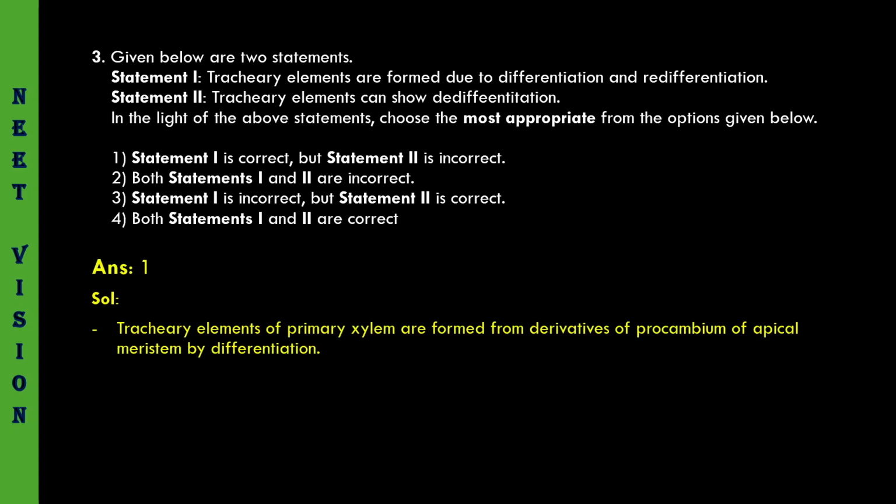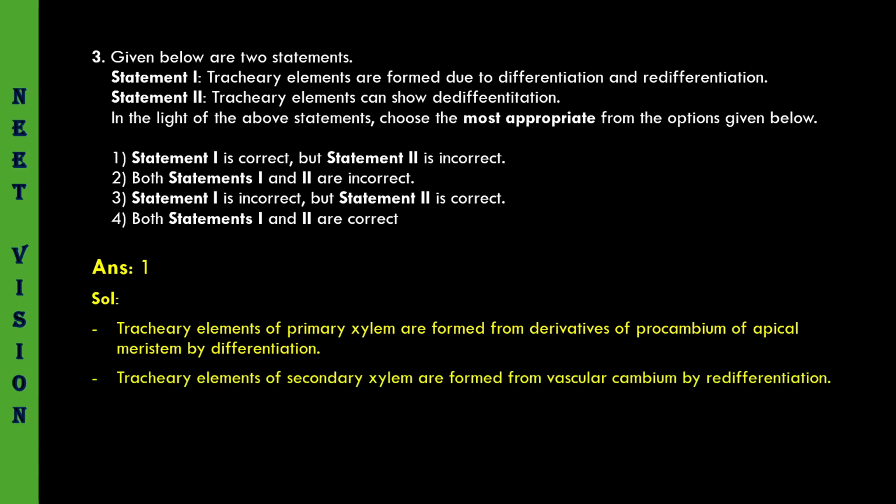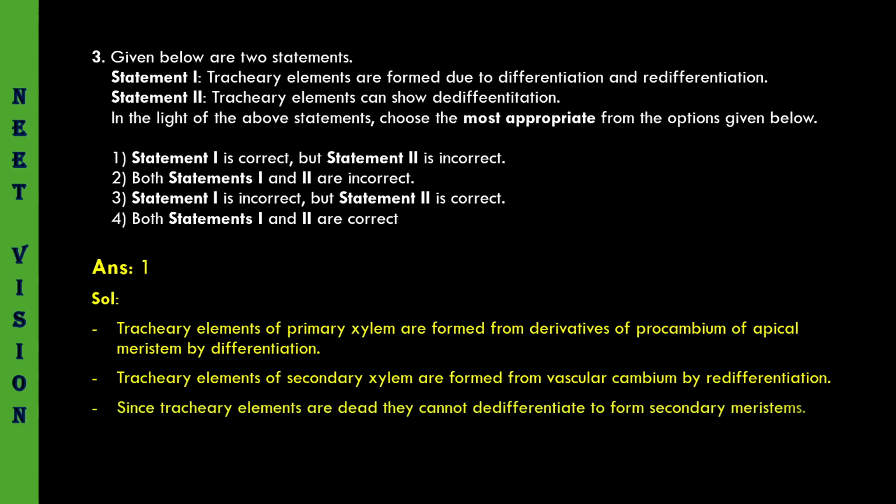So here is the solution. Tracheal elements of primary xylem are formed from derivatives of procambium of apical meristem by differentiation. Tracheal elements of secondary xylem are formed from vascular cambium by redifferentiation. Since tracheal elements are dead, they cannot dedifferentiate to form secondary meristems. Coming to the next question.